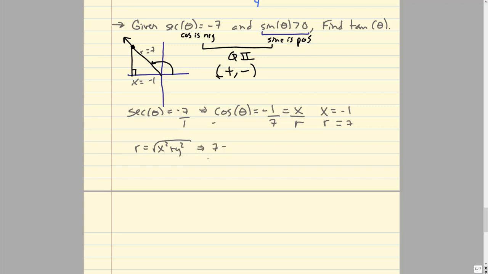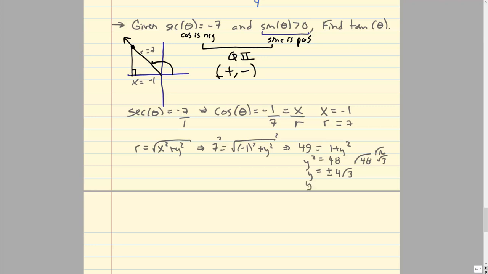I have 7 is equal to the square root of negative 1 squared plus y squared. So I'd square both sides, so I get 49 equals, when I square both sides, the square root sign goes away. So I'm left with 1 plus y squared. Subtract 1 from both sides and I get y squared equals 48. So y would equal plus or minus the square root of 48. But the square root of 48 is 16 times 3, and the square root of 16 is 4. So this is 4 root 3.